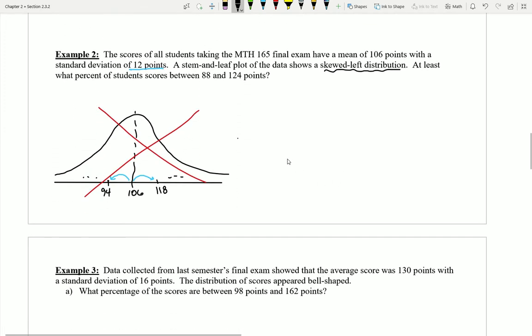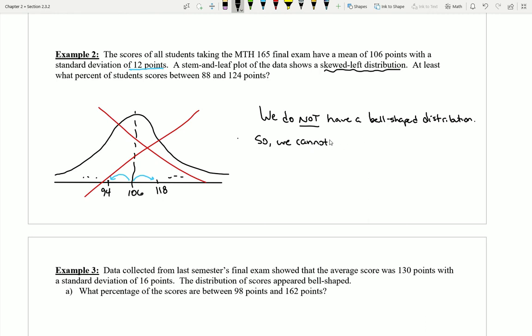What I can state here is that we do not have a bell-shaped distribution. So we cannot use the empirical rule. I can't. I'm not allowed to use the empirical rule here.